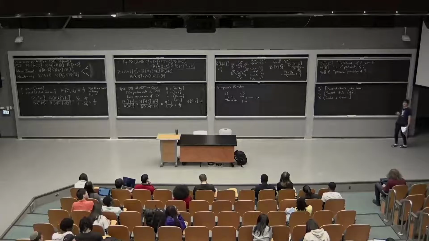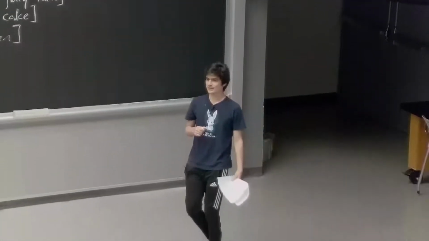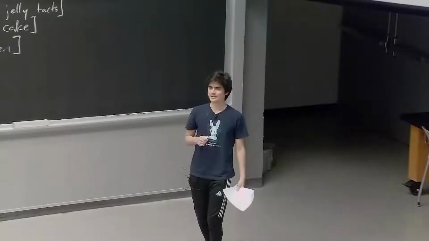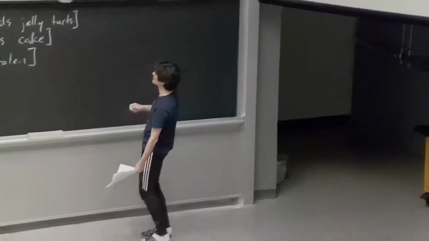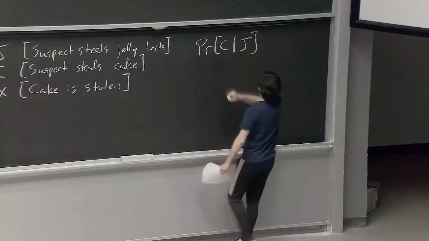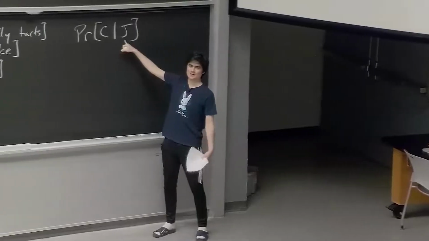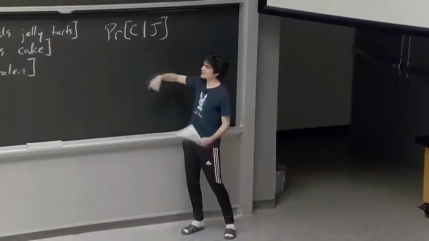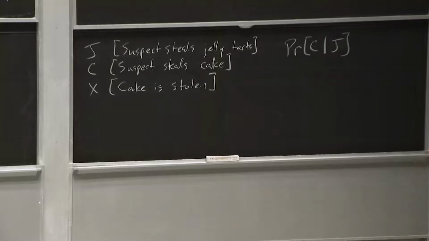Okay? So what are the probabilities that they're reasoning about? What are the conditional probabilities? Yeah? Yeah. Well, you're both right. They're both trying to reason about the probability of C given J, right? So we're conditioning on the suspect having stolen jelly tarts, and they're both trying to make claims about what is the probability of C conditioned on that.